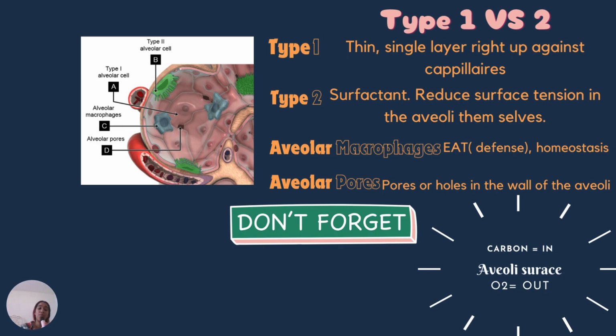Don't forget this too. On the alveolar surface, O2 is going out and carbon is coming in. What is happening on the alveolar surface? O2 is going out and carbon is coming in.